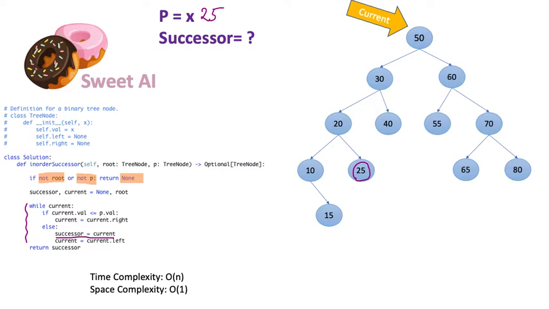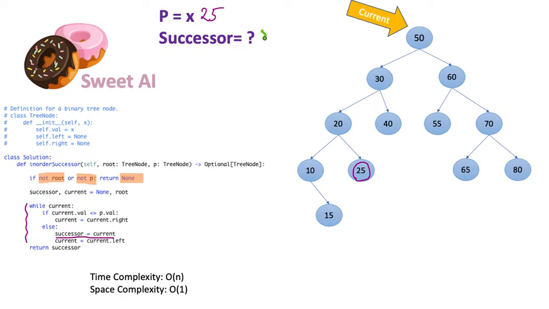So let's start iterating over the binary search tree. As long as the current node is not null, we keep iterating over the nodes. If the current value, which is 50 now, is smaller than 25, we are going to the right, and if it is bigger than p's value, we are going to the left and updating the successor, because we know this is bigger than p's value and this might be the successor that we are looking for.